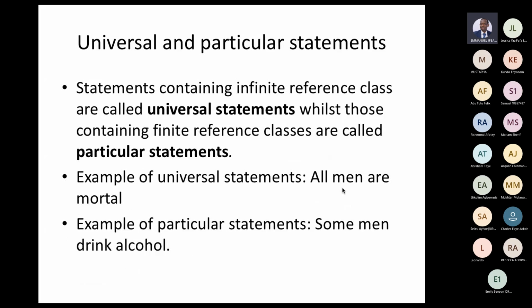Then you have the universal and particular statements. Statements containing infinite reference class are called universal statements, whilst those containing finite reference classes are called particular statements. Example of universal statements, all men are mortal. Example of particular statements, some men drink alcohol. So the universal statements are statements containing the infinite reference class. The particular statements, those containing the finite reference class, the class of countable items.